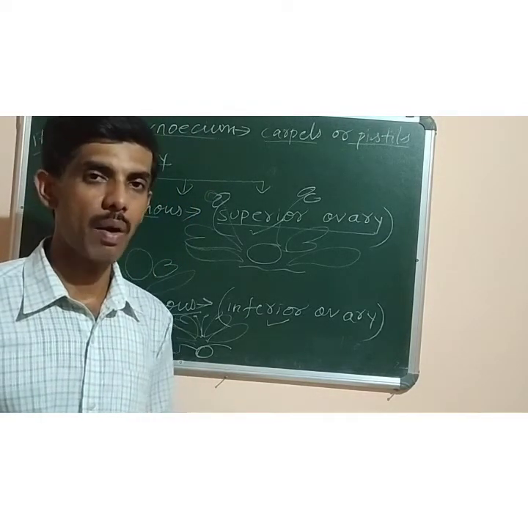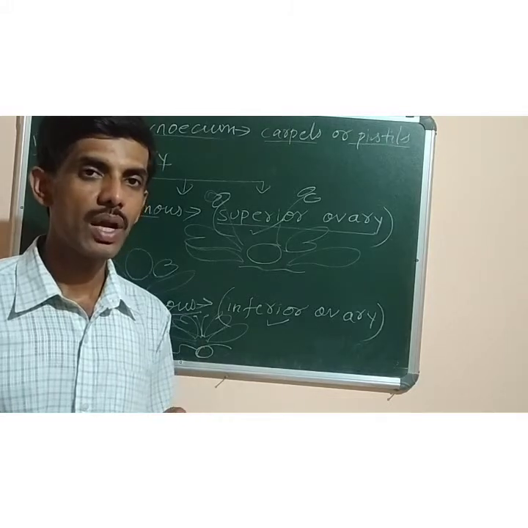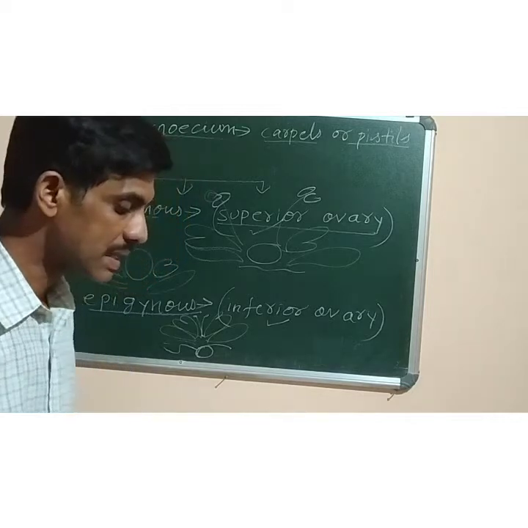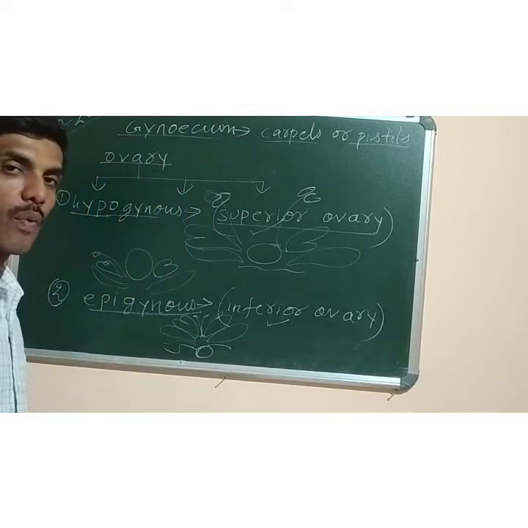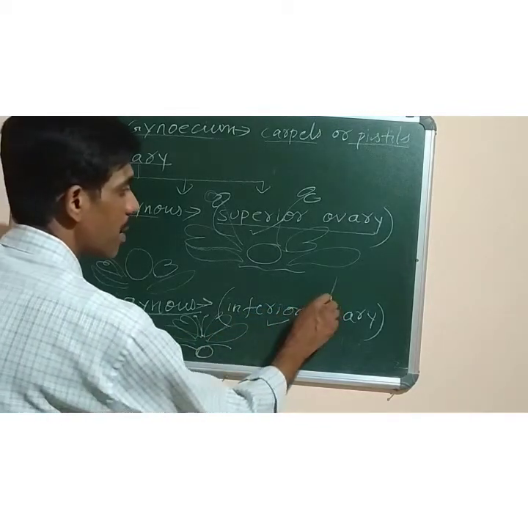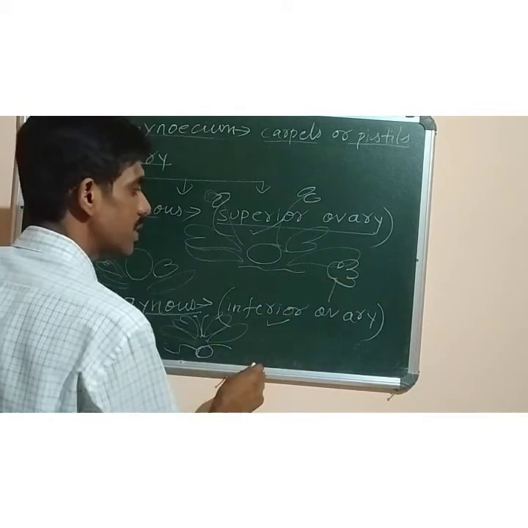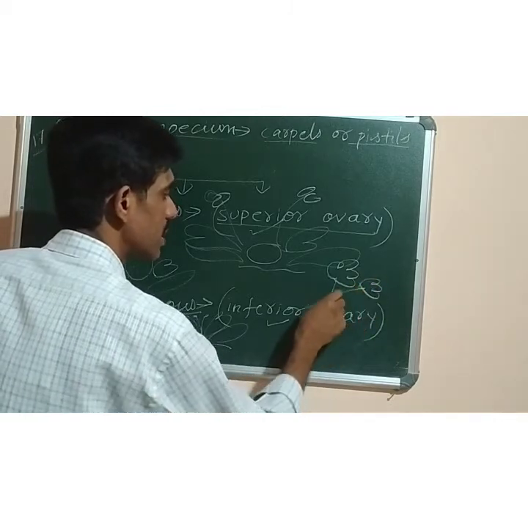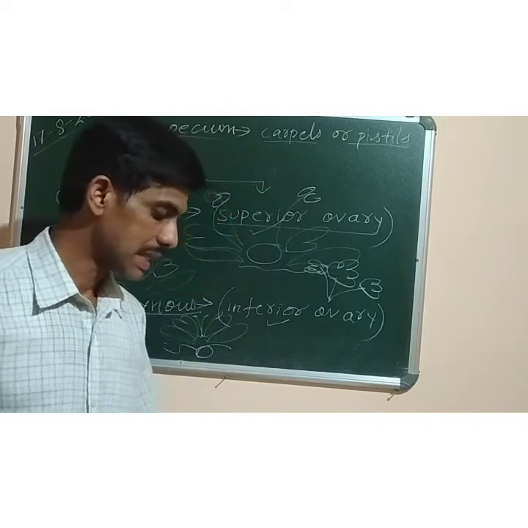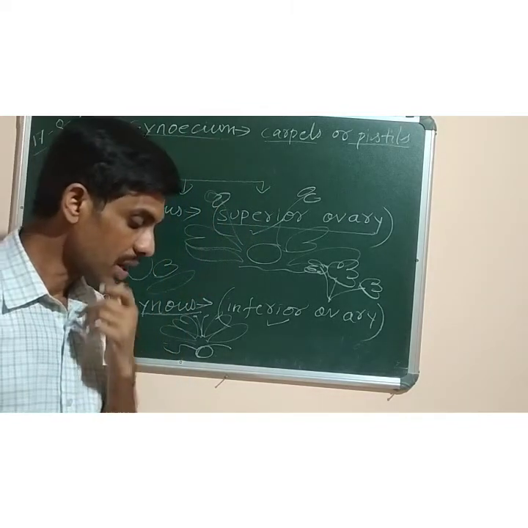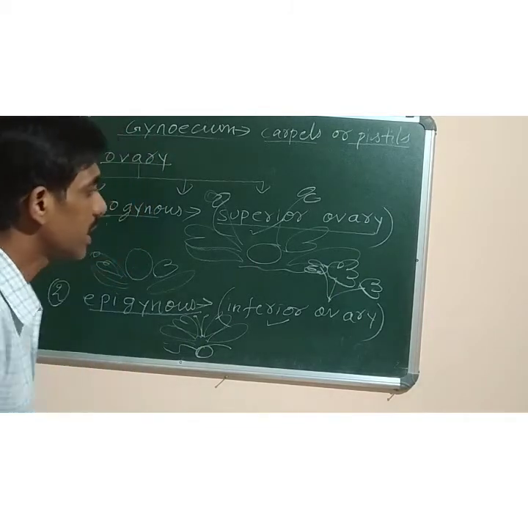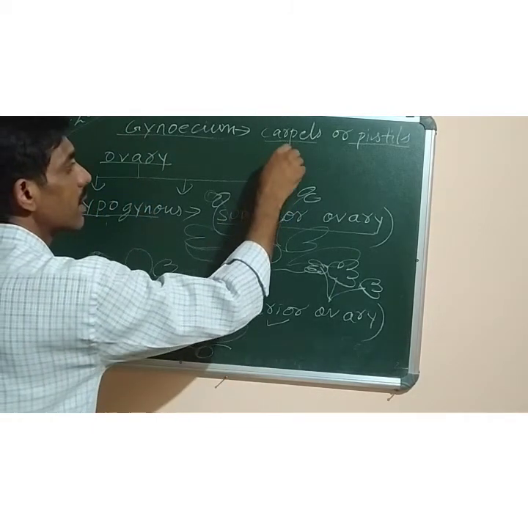A group of flowers is called inflorescence. The flowers are borne single or in clusters. When the flowers occur single, they are called solitary flowers. Like here I am drawing one flower. So that is a solitary flower. Now I am drawing a group of flowers. Here also many flowers are present. So such a group of flowers is called inflorescence.